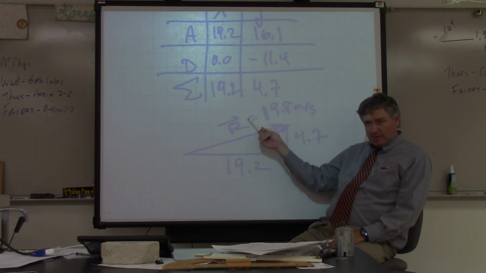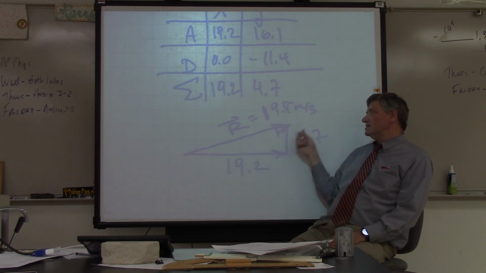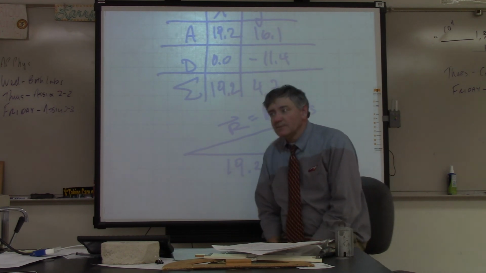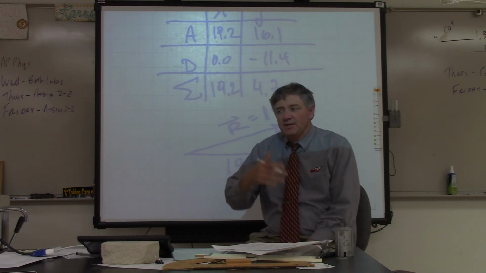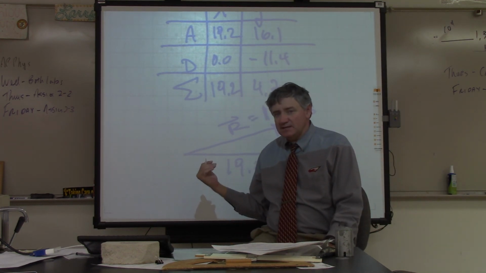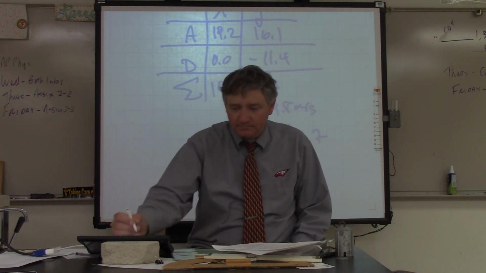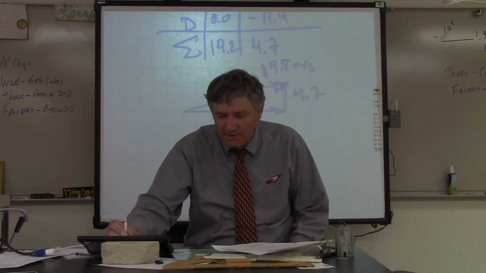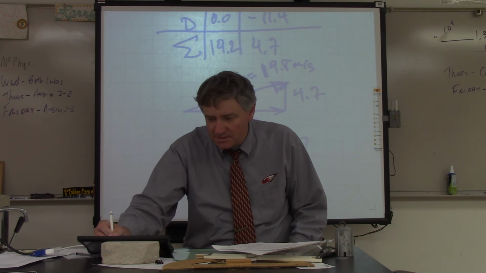So we got 19.8. Now, at this point, this is incomplete. If you just tell me the velocity is 19.8 meters per second, I don't know what that means. Okay? If you give me an angle, then it becomes a vector quantity. Right now, this is just speed. It's just a scalar quantity. So what I would recommend, I'm trying to find this angle. So I would do the inverse tangent of 4.7 divided by 19.2.